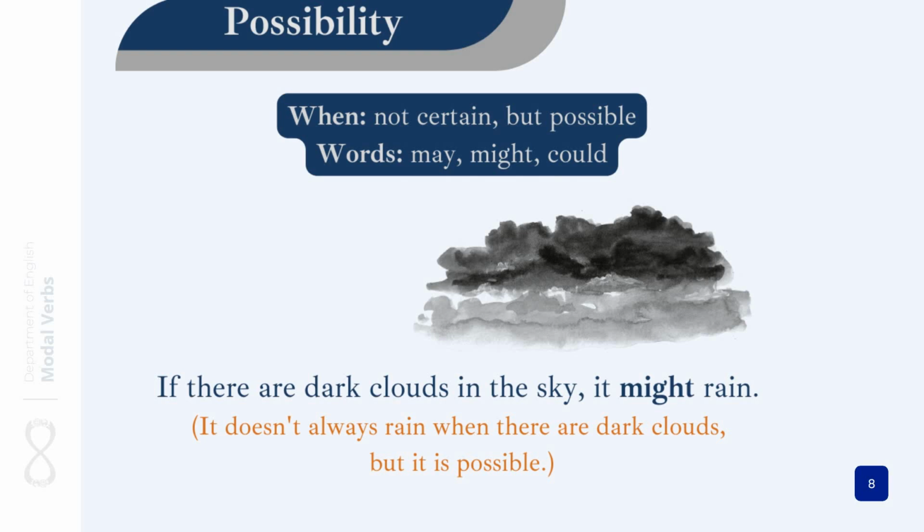Another use for modal verbs is possibility. This means that something is not certain, but it could happen. It is possible. We can use the modal verbs may, might, or could to make these sentences.